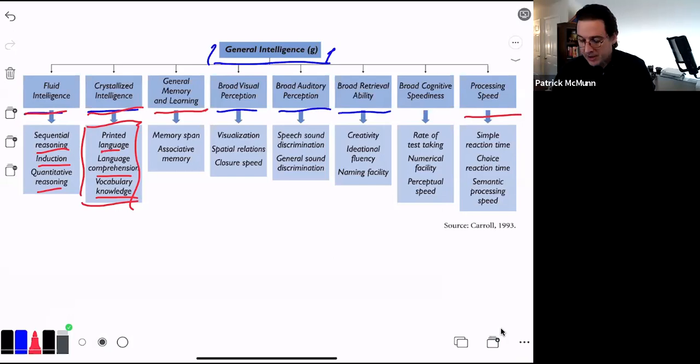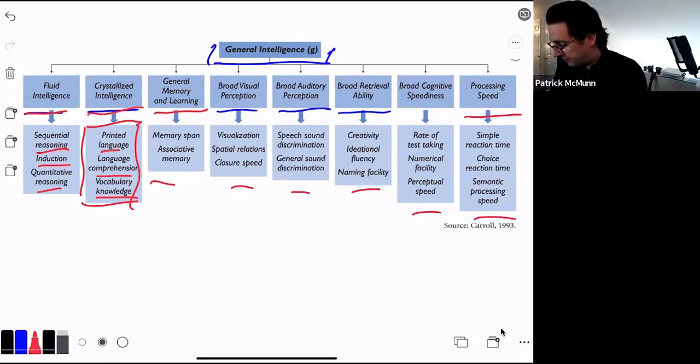But for the most part, a child's ability to understand printed language and vocabulary knowledge will set them up with success for mastering many of these other, not all of them, like especially auditory. There might be some peaks and valleys with auditory that could be explained otherwise. But for the most part, being able to understand the world around them is based on their understanding of language. So keep that in mind as we move forward with this stuff.